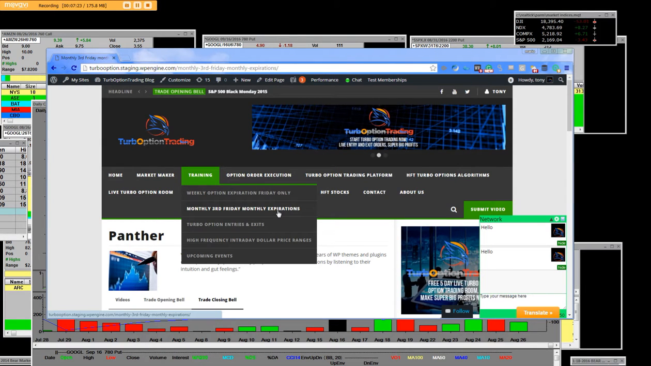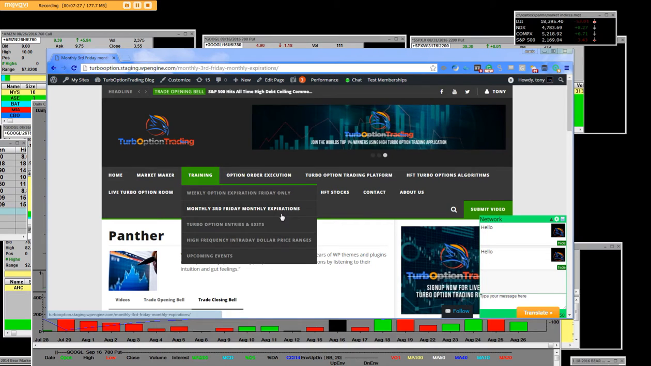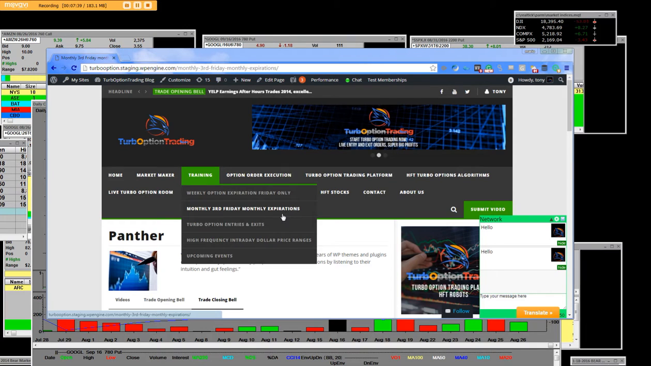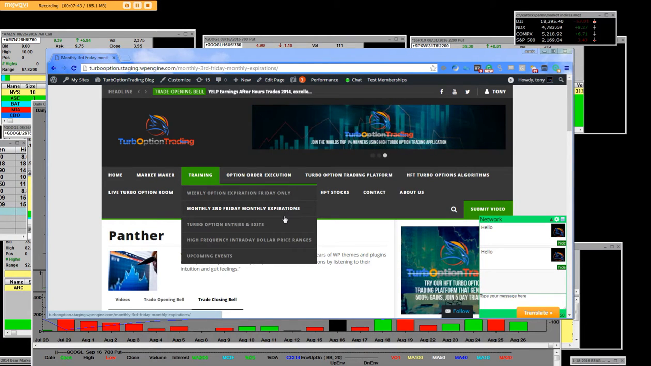TurboOptionTrading.com, and learning how to make a monthly bid and ask spread for several profits, and then using the weekly call and put option, because those prices are going to run a lot faster than the monthly ones. But you can trade the weekly and the monthly right alongside of each other, calls or the put options.